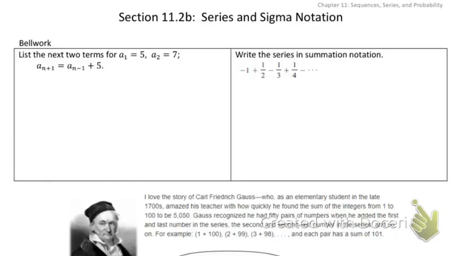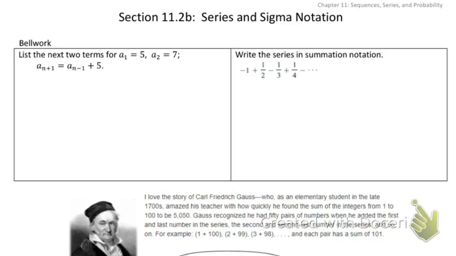What is up, guys? Today we're going to continue on with our series in sigma notation, particularly how to come up with these partial sums more quickly than having to do 2 plus 3 plus 4 plus 5 plus 6 plus 7, because some of these will have a lot more terms. It's going to take too long to do in the calculator. But before we go into that, let's go ahead and do the bell work first.